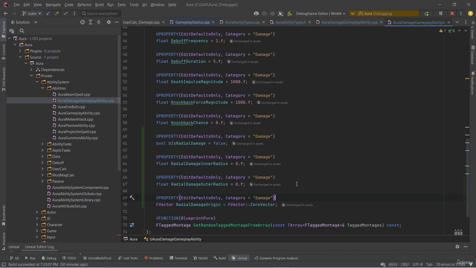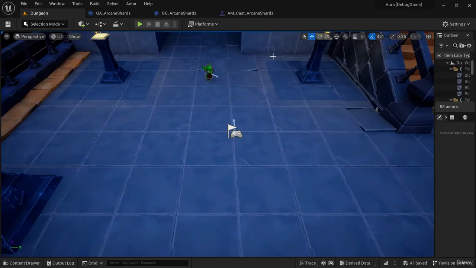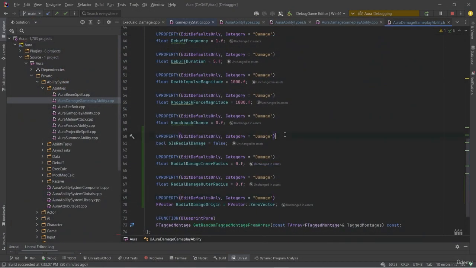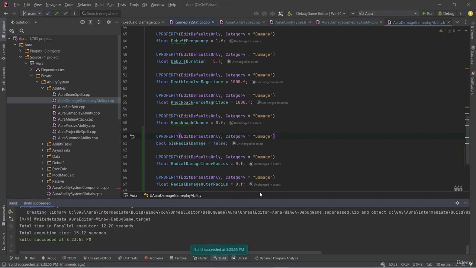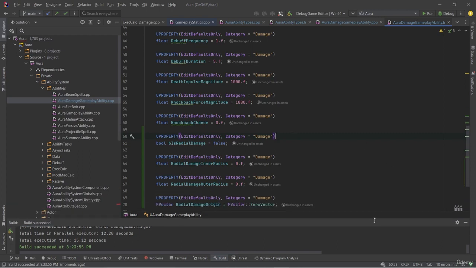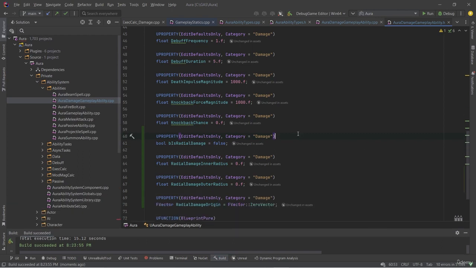So with that, we can go ahead and compile. Looks like I have the editor open. I'm going to close it and just compile, make sure I have no errors. And with that, we're now set up and ready to use our radial damage parameters. And we'll do that next.